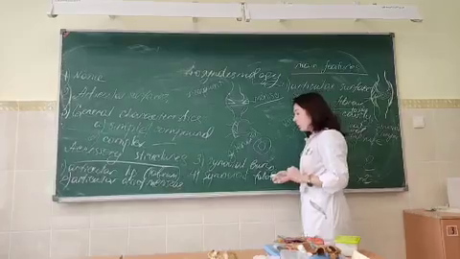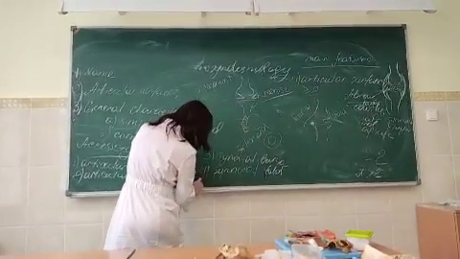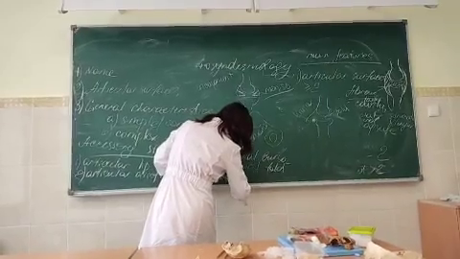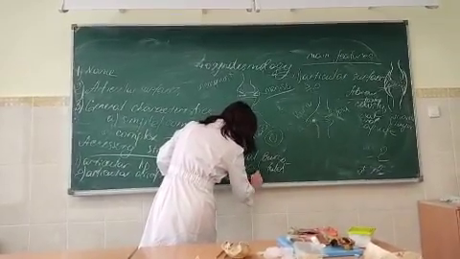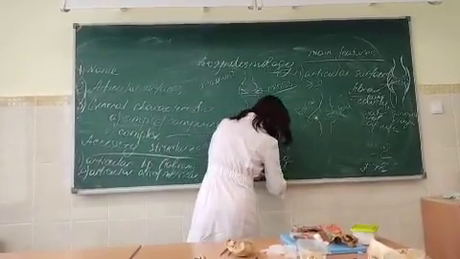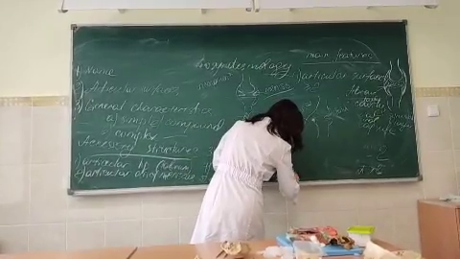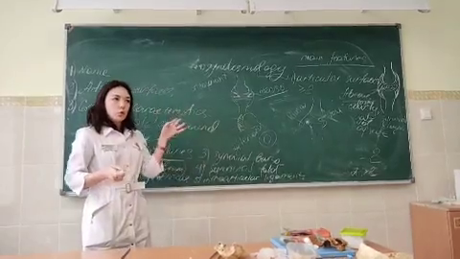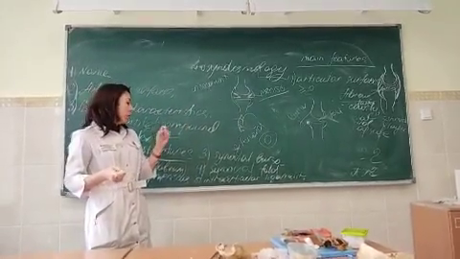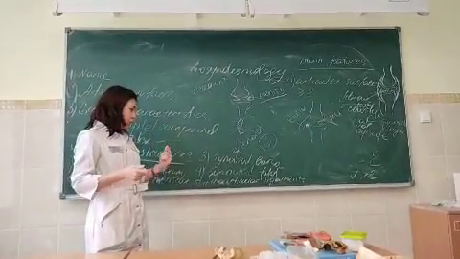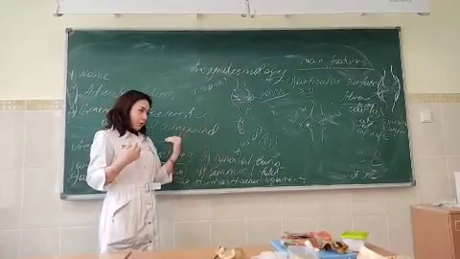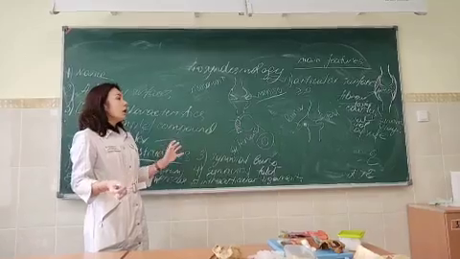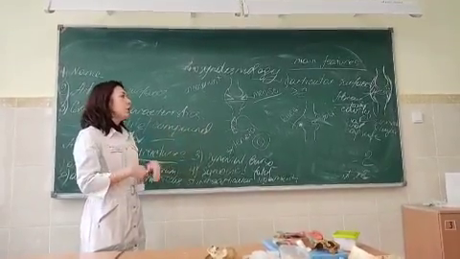Okay. And the last accessory structure is intra-articular ligaments. The joint, the synovial joint I mean, in Latin is articulatio. So intra means inside, articular means joint. So these are ligaments which are located inside the joint, inside the articular cavity.